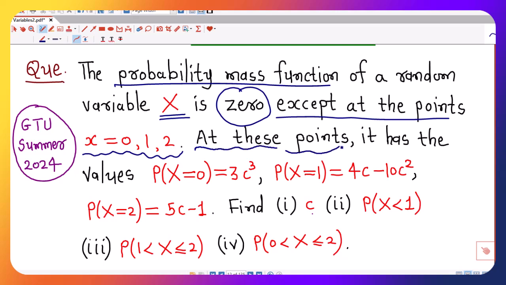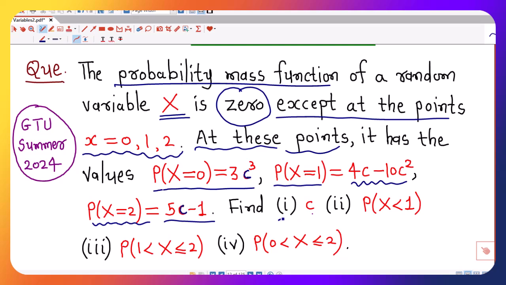Now at these points the value of the probability mass function is given as: at x equal to 0 the probability is 3 times cube of c. This c is an unknown constant. At x equal to 1, the probability mass function has value 4 times c minus 10 times c square, and the probability at x equal to 2 is given as 5 times c minus 1. So here we are given the probability mass function of some random variable, and we are given its values at x equal to 0, 1 and 2. But this quantity c is unknown here.